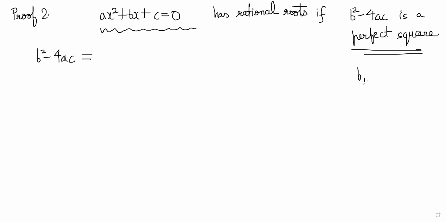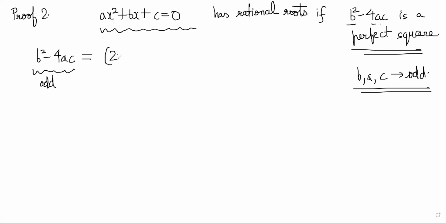Now think about it. b, a, c were all odd, right? That was given in the question. So b square is odd and 4 times ac is even actually. So odd minus even will give us an odd number, right? So this whole number is odd. So therefore, when we write it as a perfect square, it must be the square of an odd number.